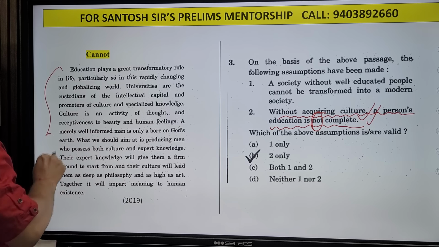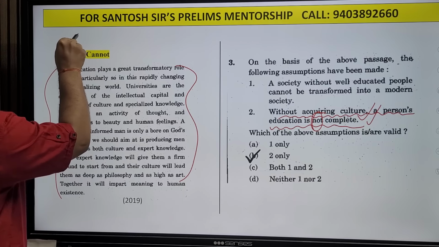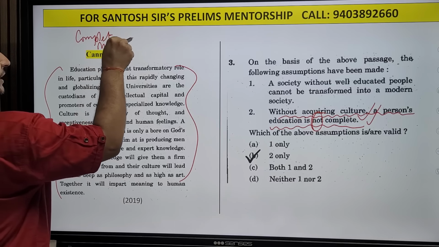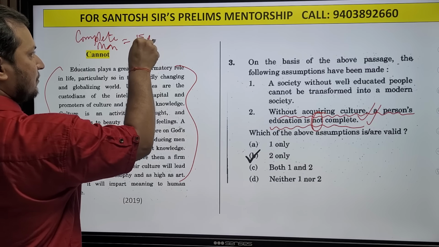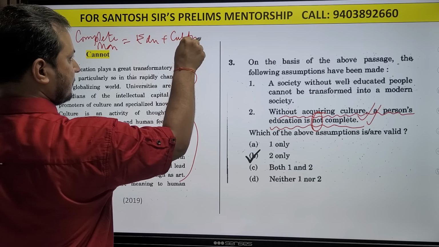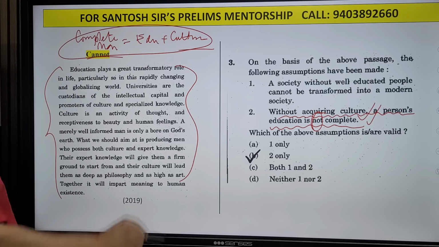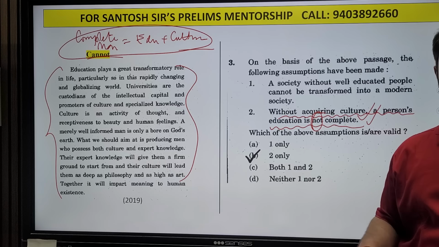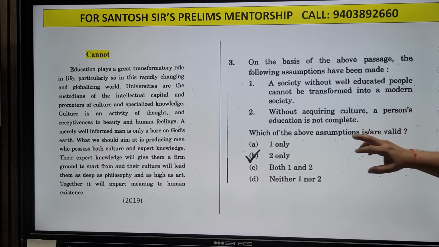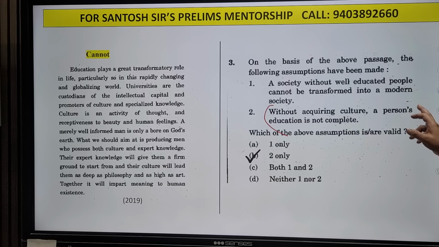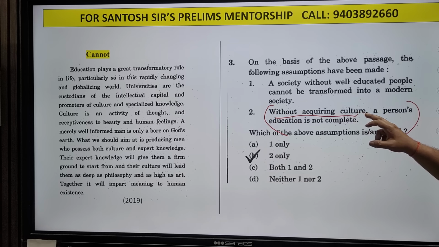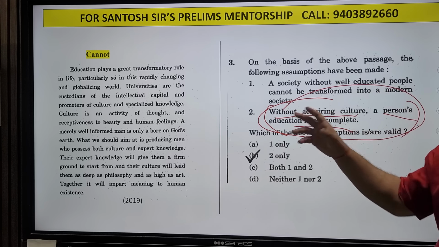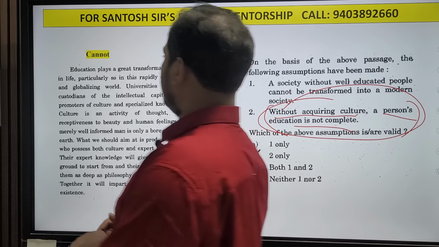What is the passage saying? The passage is saying that if you want to be a complete man, you need education plus culture. Are you getting this? So how to solve an assumptions question? What you do is you make the statement opposite. Means without acquiring culture, a person is complete. Without acquiring education, a person is complete. That is the opposite. Now read the statement.